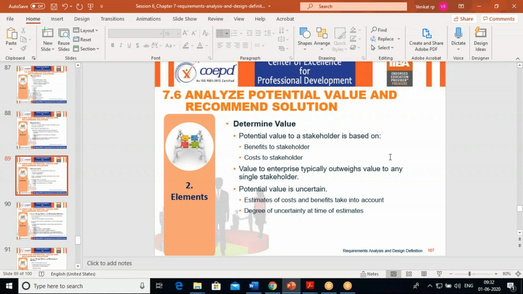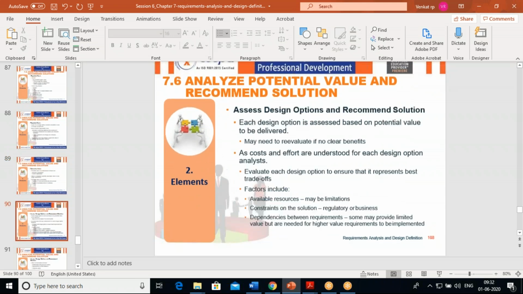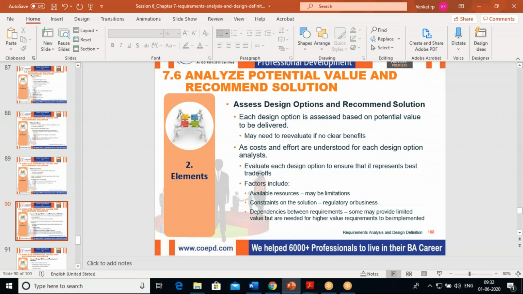And we have to see which one is more appropriate in this particular context, which one is giving more value for the benefit given, that we have to understand here and come up with a solution, right? And finally we have to assess design options and recommend the solution. So we will understand this cost benefit analysis. We will do it in the previous step, and here we are going to choose one of the solutions to be the best solution here, right?